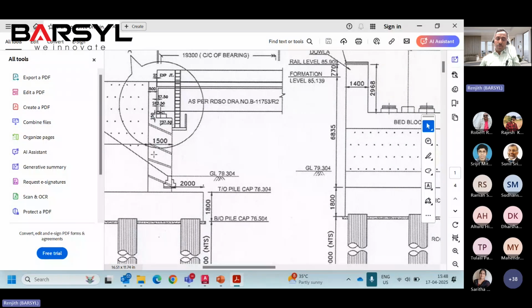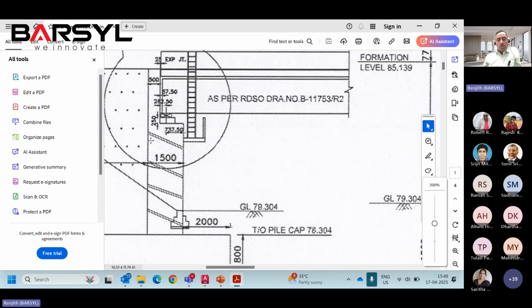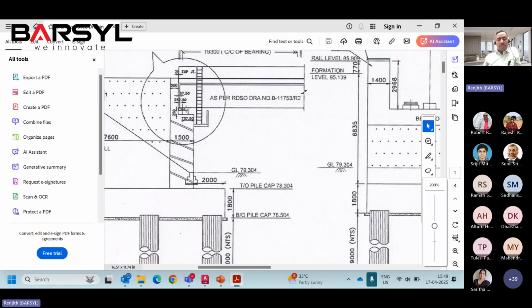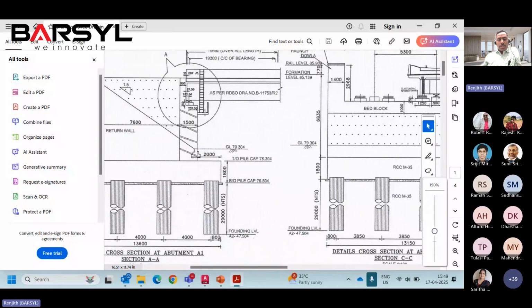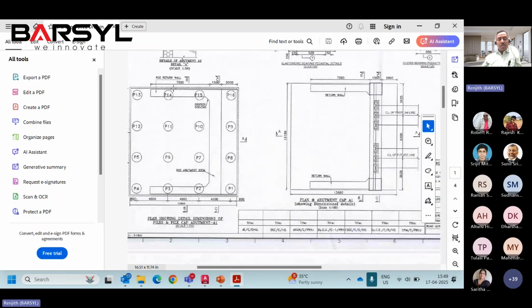And weep holes in abutments: why are weep holes provided? They release the water pressure behind the earth retaining side. Earth may have water, the water level may increase, and water may exert pressure on the wall. In order to avoid it in our calculation, weep holes will be provided so that water pressure will be released from the abutment wall. So this is called weep holes, and this is the abutment wall. This is the pedestal which supports the bearings, and on top of the bearings, the superstructure will be resting. And this is the inspection slab, this is the pile cap, and this is the pile. And this is the layout of the piles.